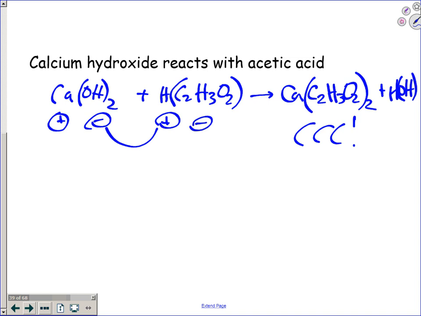2 OHs, 1 OH. Where do I need a 2? In front of the acetic acid. So there's 2 acetates and there's 2 H's. So where do I balance this 2 H's out? 2 waters. And that makes 2 OHs and satisfies the 2 OHs. So, okay. Neutralization? Done.